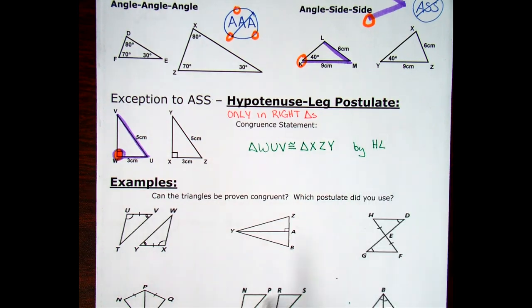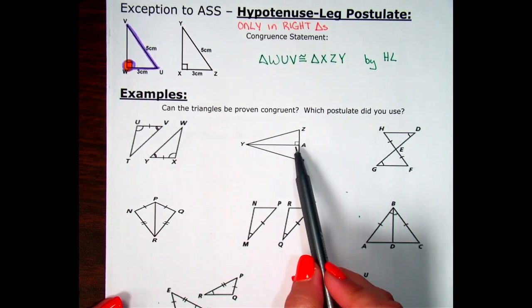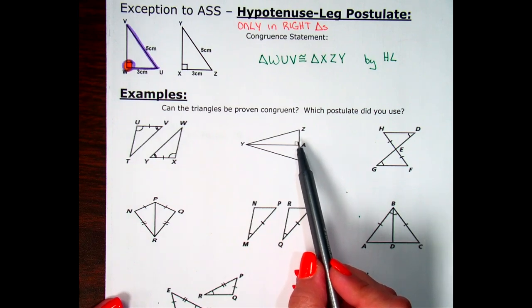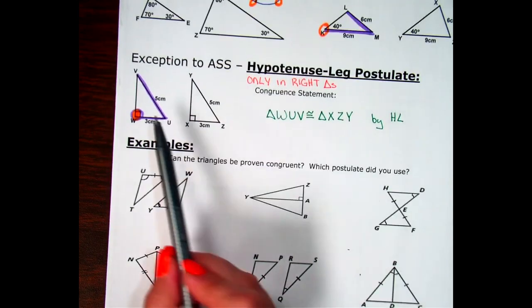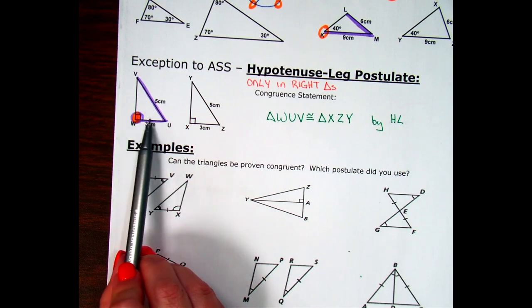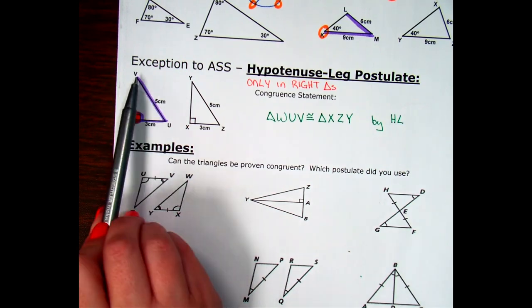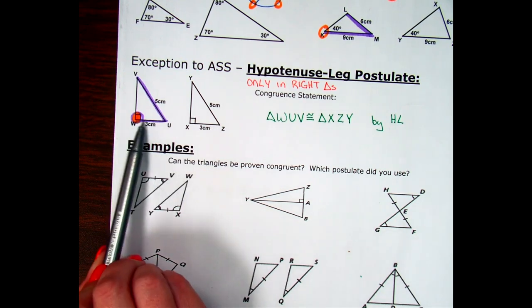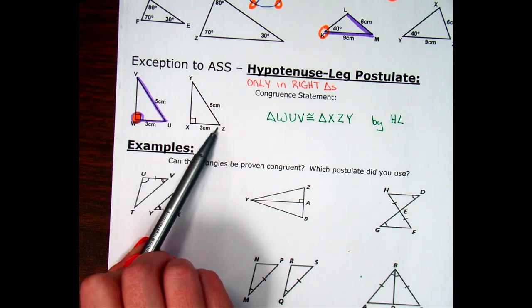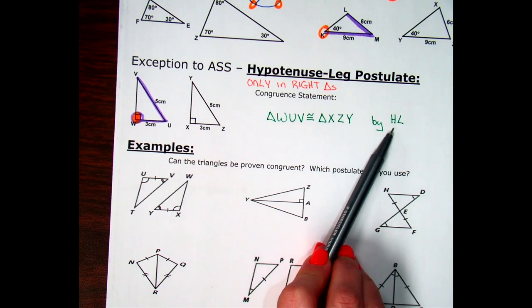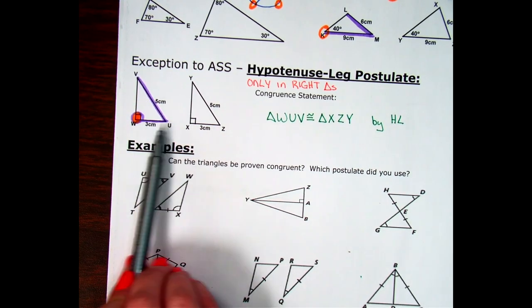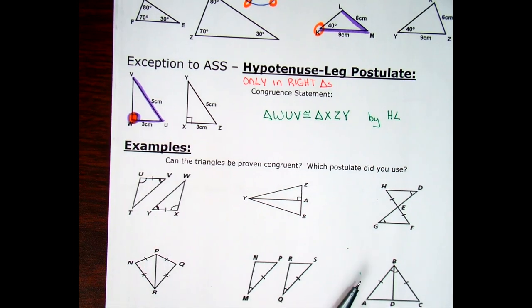Now, it's real tempting anytime you see a right angle in a pair of triangles to go, oh, it's hypotenuse leg because it's a right triangle. But remember, you still have to check, is it angle side side in the hypotenuse leg? Do I have a hypotenuse that's congruent, 5 and 5? Do I have a leg that's congruent, 3 and 3? Okay, that's when it's hypotenuse leg, because I have a hypotenuse congruent to a hypotenuse and a leg congruent to a leg. Okay?